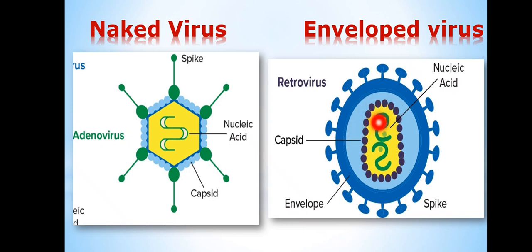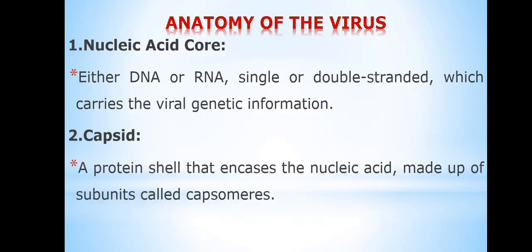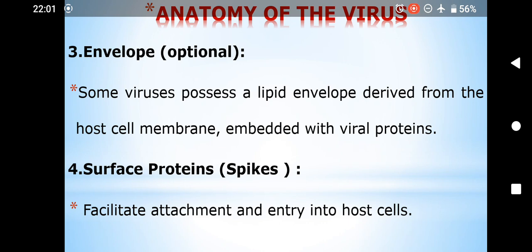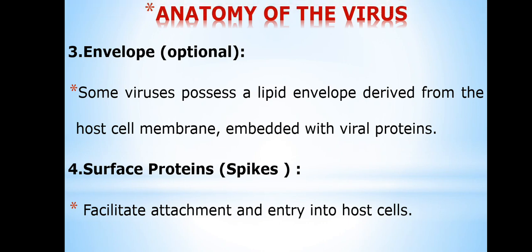That's why it can either be DNA or RNA inside, and this capsid is the one enclosing this particular nucleic acid core. That's what we are saying there. So I think the other part that we talked about on the anatomy, we said the virus can have an envelope. It's optional.